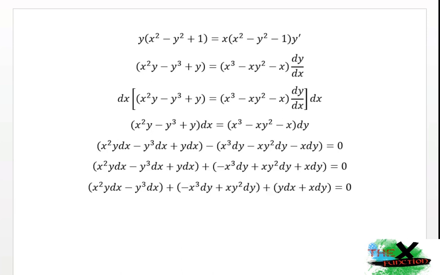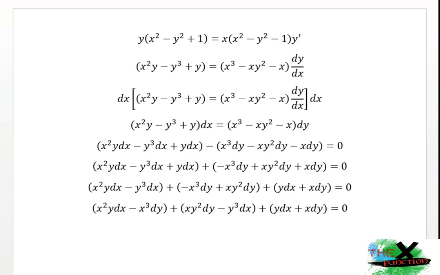So we have x squared y dx minus y cubed dx plus the quantity of negative x cubed dy plus xy squared dy plus the quantity of y dx plus x dy is equal to 0. Next is to group like degree. x squared y dx minus x cubed dy plus xy squared dy minus y cubed dx plus the quantity of y dx plus x dy is equal to 0.